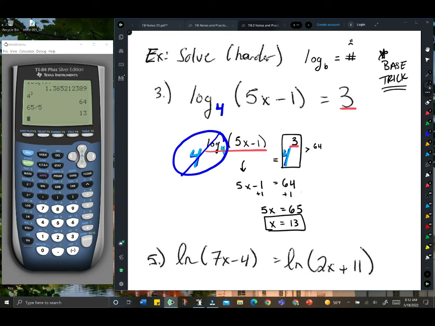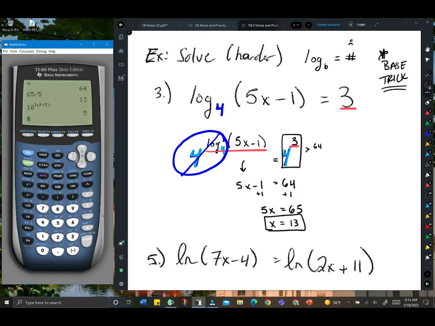A good way to check the whole base trick, just to give you an example: if we do 10 to the log of, say, 5, let me do this again, 10 to the log of 5, you're going to notice they cancel out and just become 5.